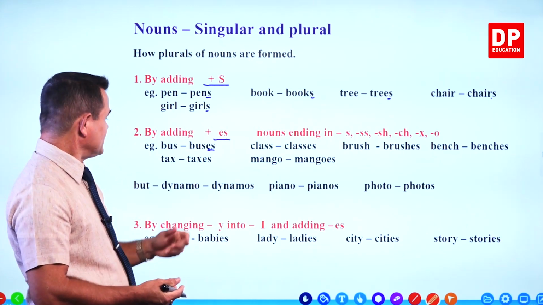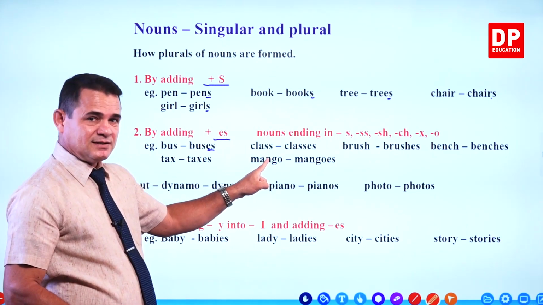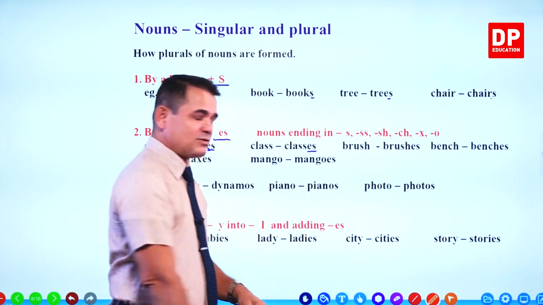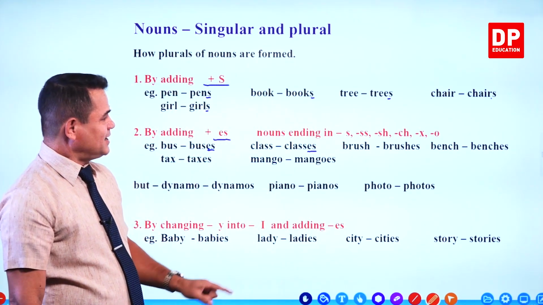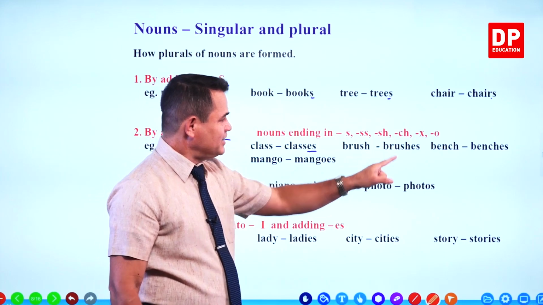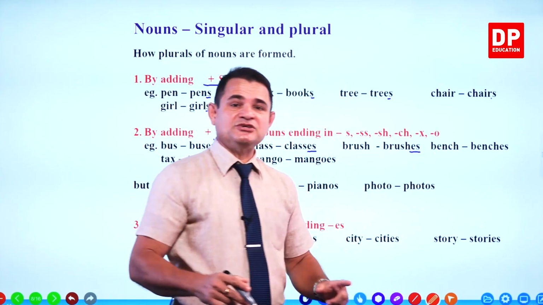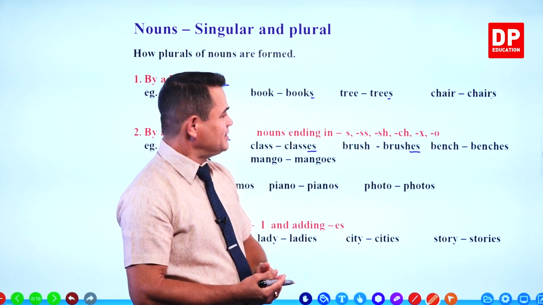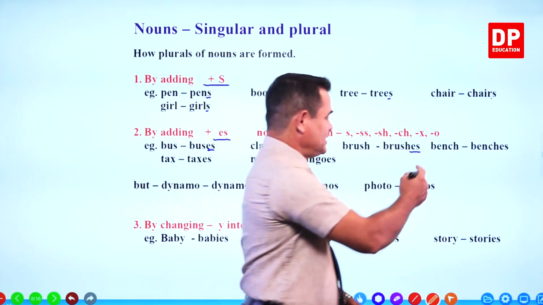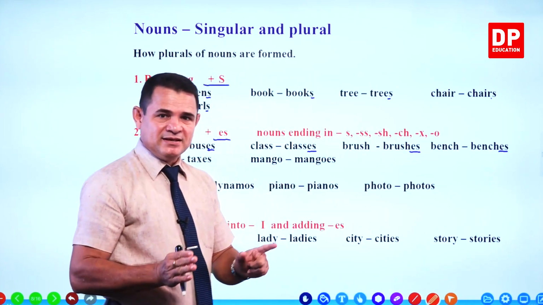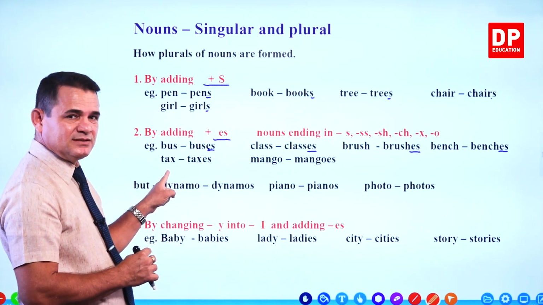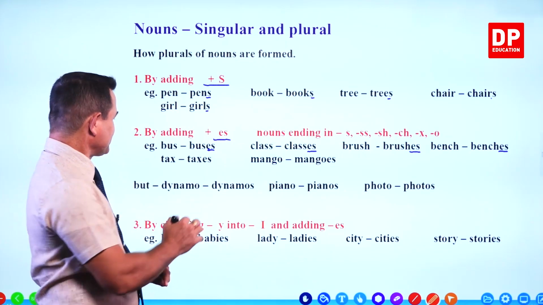Class, අන්තිම අකුරු double S නේද? එහෙනම් ඒක අපි දාන්නේ ES. And brush, last letter SH. And then we add ES, plural brushes. And bench, last letters CH. එහෙනම් ඒකටත් අපි දාන්නේ ES. bench, benches. Right? tax, last letter is X. taxes.